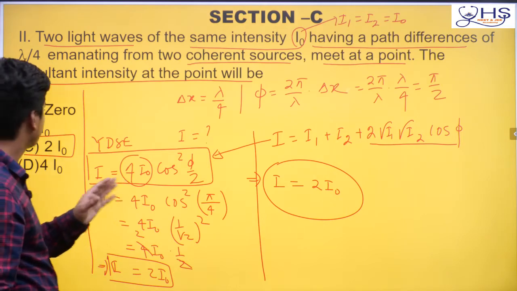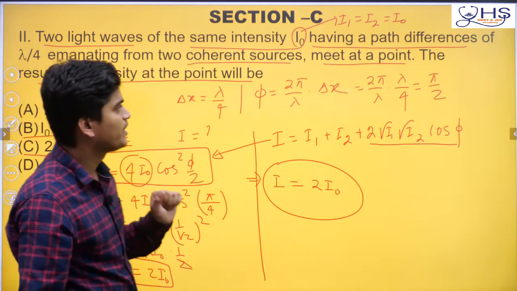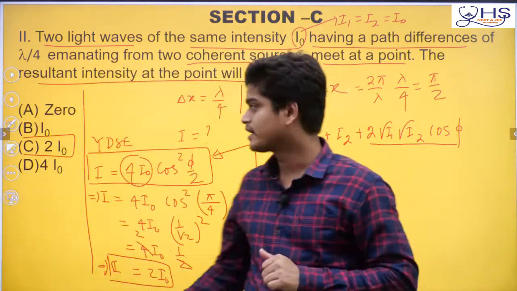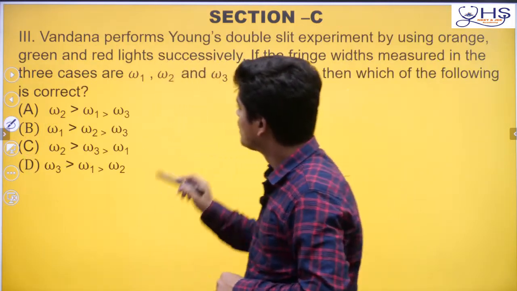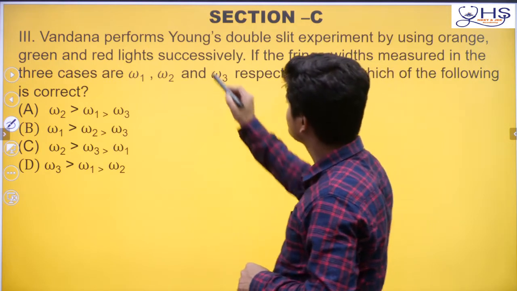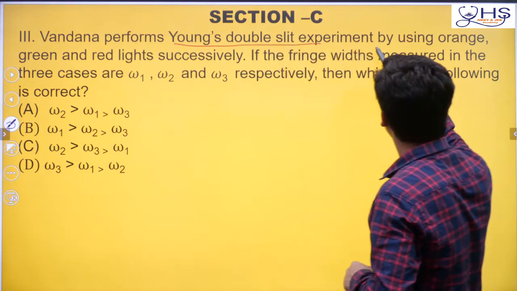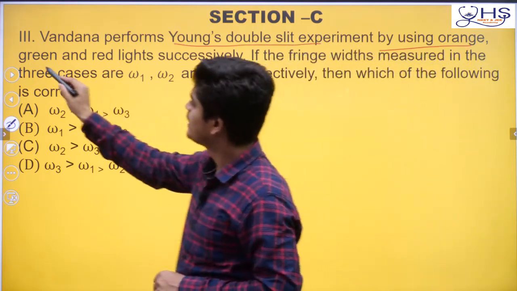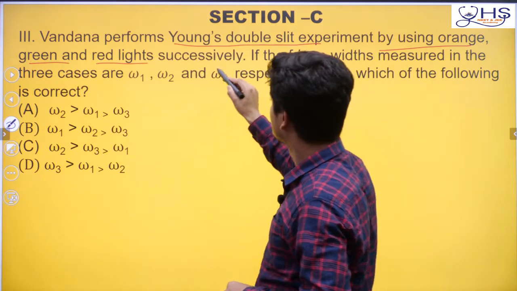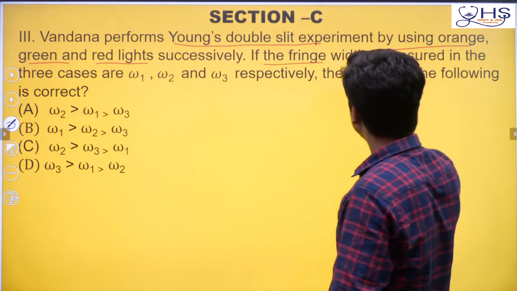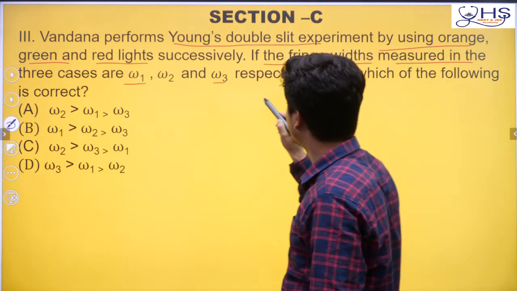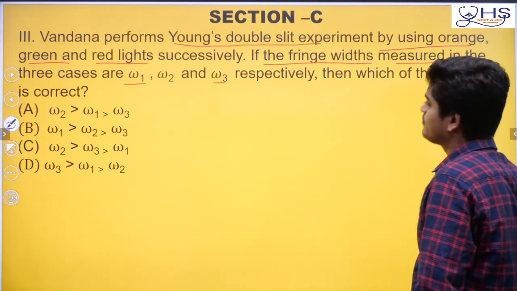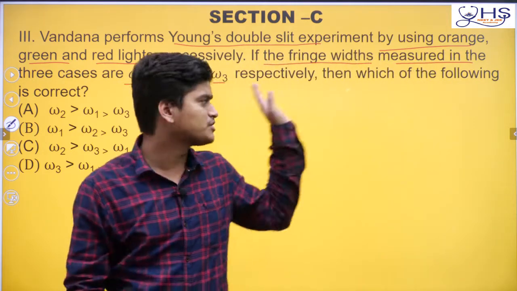So if you know this expression correctly, then definitely you can get this answer correctly. Okay, now go to the next question. Bandana performs Young's double slit experiment by using orange, green and red lights successfully. If the fringe widths measured in the three cases are W1, W2, W3 respectively, then which of the following statements is correct? Some options are given here.